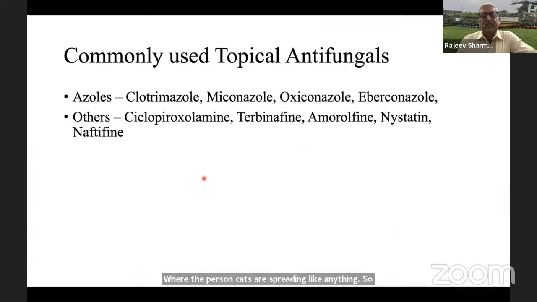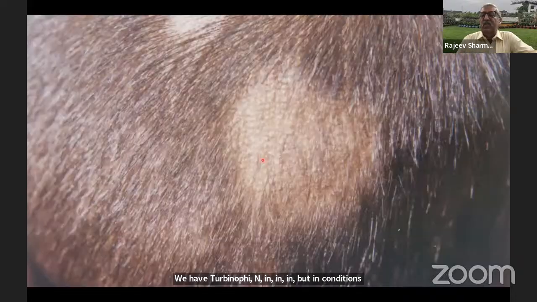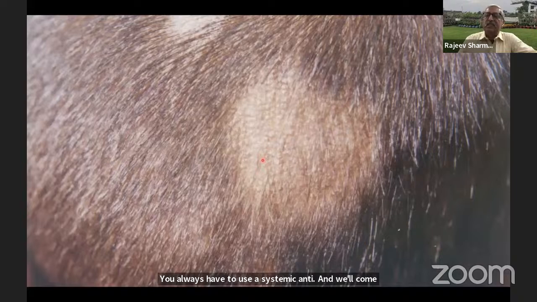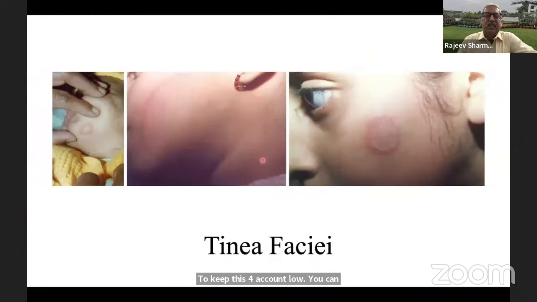So these are the topical drugs: clotrimazole, miconazole, oxiconazole, luliconazole. We have ciclopirox olamine, we have terbinafine, amorolfine, nystatin, and naftifine. But in conditions like these, you always have to use a systemic antifungal agent. And we'll come to that. Topicals don't have any role to play, but they are often prescribed by us to keep the spore count low. We can also use a shampoo form of antifungal. In such lesions, you can use any of the antifungals. They all work, but nowadays, amorolfine is supposed to be a better drug. So is luliconazole and oxiconazole.